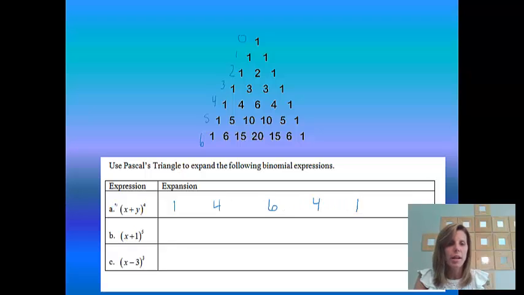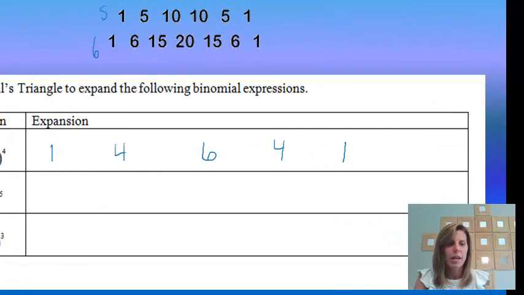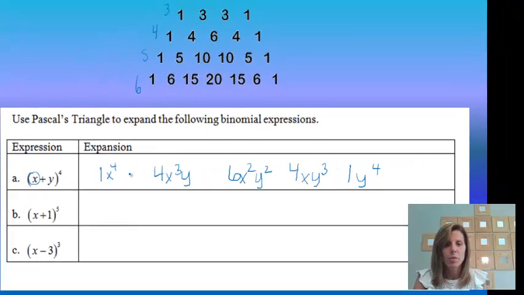The next thing that I know is going to be happening is we are going to have an x, and it's going to start at the highest power. So I'm going to have x to the 4, and then it's just going to decrease: x to the 3, x to the 2, x, and then it drops out. And then we're going to have, starting with y to the 4th, going the other way. So we'll have y to the 4th, y to the 3rd, y to the 2nd, y, and then the y drops out.